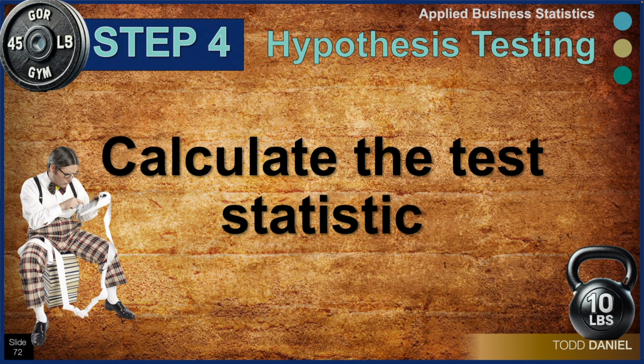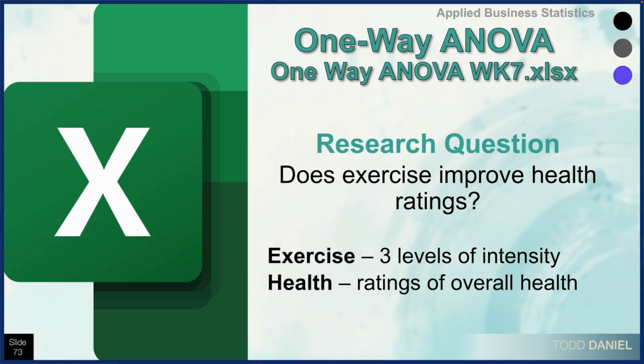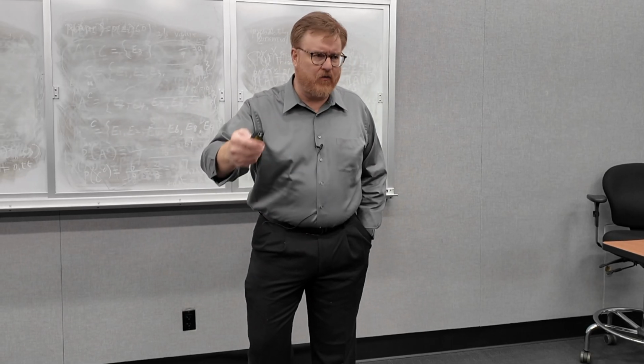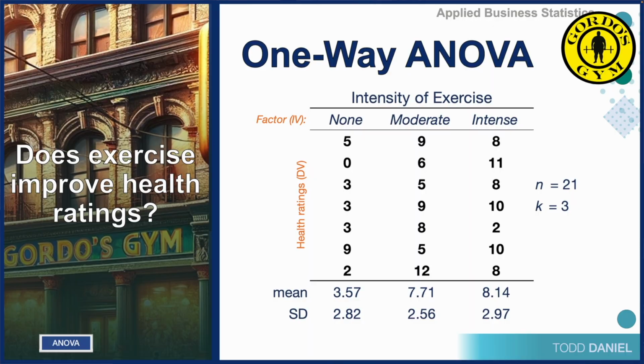Step 4, calculate the test statistic. This is where we get to have some fun. So be sure that your spreadsheet is open. We are going to ask the research question, does exercise improve health ratings? We have 1 factor, which is exercise. There are 3 levels of intensity in our exercise factor. Our dependent variable is overall health ratings, and that is on some scale that is measuring how healthy the individual is. And we've put all of that information into this table.